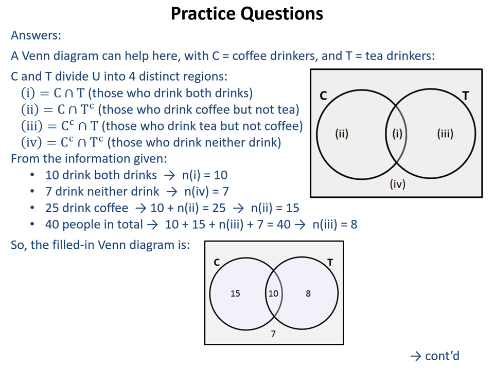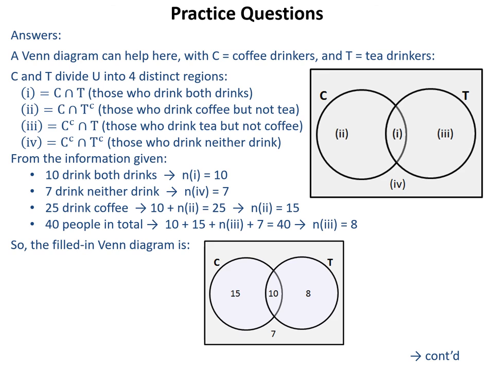Region 1 is the region C intersect T. So those are those who drink both coffee and tea. Region 2 is C intersect T complement, those who drink coffee but not tea. Region 3 is C complement intersect T, those who drink tea but not coffee. And finally, region 4 is the region outside the circles, which is C complement intersect T complement, those who drink neither coffee nor tea.